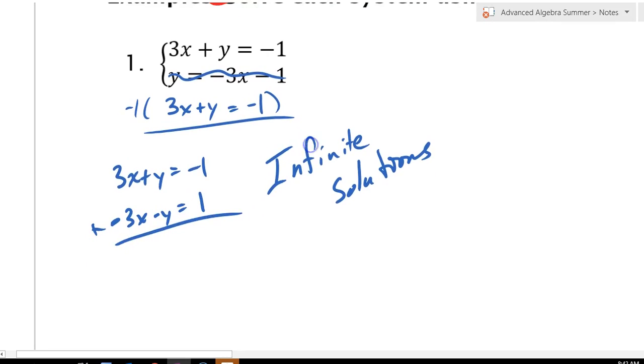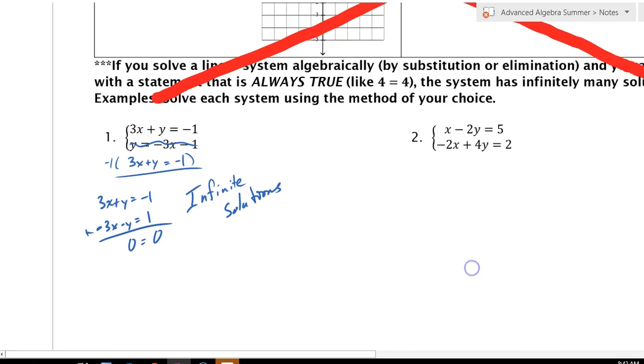So I add, my x's cancel, so that means I'm left with 0. Negative 1 and 1 also give me 0. So if I get a statement that's always true, so I get something like x is equal to x, y equals y, 5 equals 5, negative 50 equals negative 50. If it's a statement that's true, that's another way to see infinite solutions.